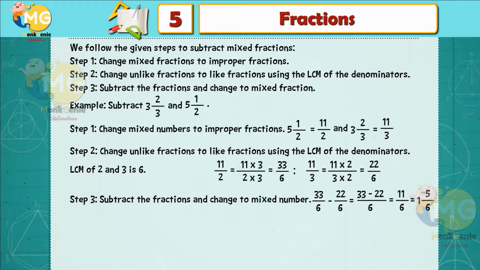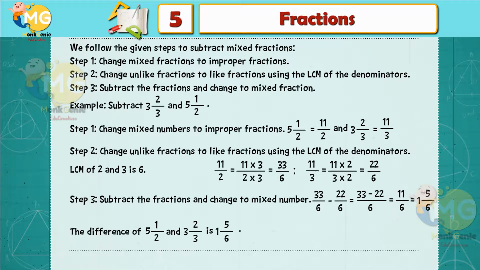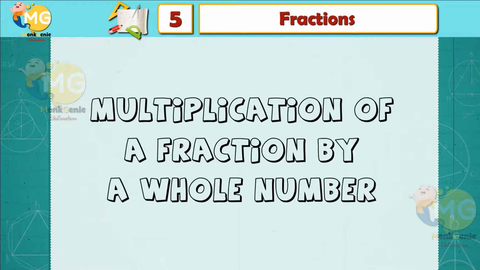Step 3: Subtract the fractions and change to a mixed number. 33/6 minus 22/6 is equal to (33 − 22)/6 = 11/6 = 1 5/6. The difference of 5 1/2 and 3 2/3 is 1 5/6.